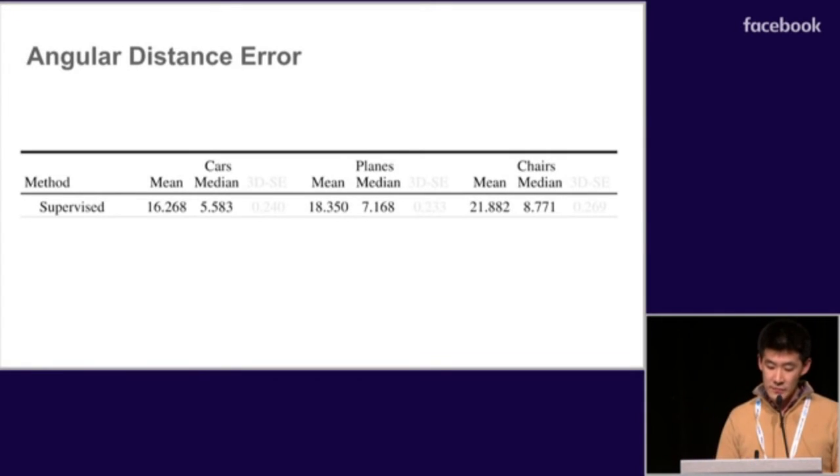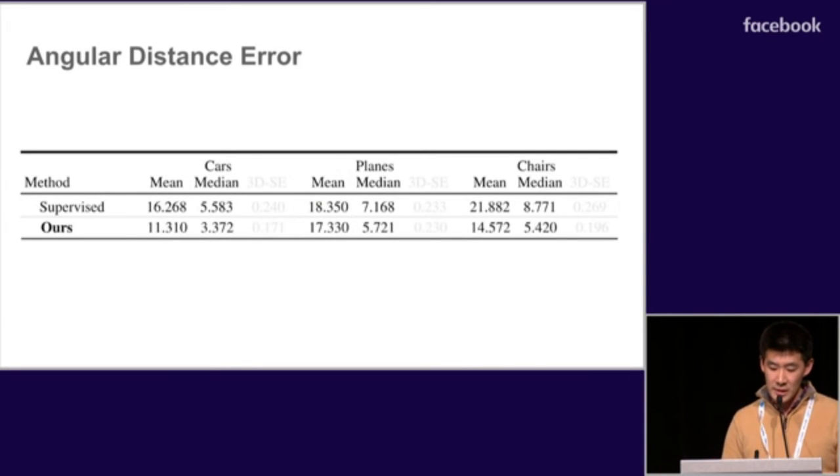More importantly, if we use a supervised pipeline and human annotations based on Pascal 3D, we get this mean and median error in the relative pose estimation. But our pipeline, using 0 key point supervision, produces lower angular errors in the test objects.